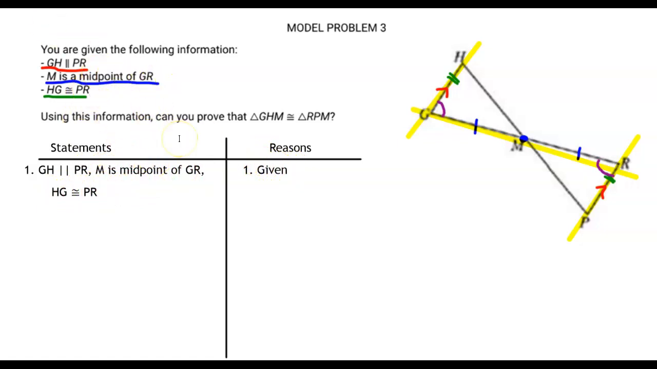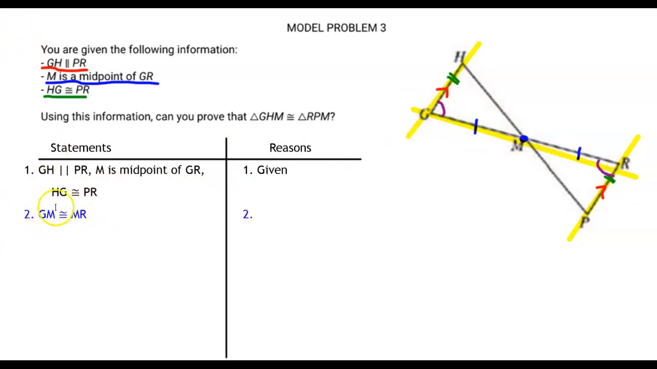Next, we're going to try to figure out something else about the picture based on this. For example, M is the midpoint of GR. Since M is the midpoint of GR, that means that GM is congruent to MR. These two pieces are congruent. It's easy to see that on the diagram. All we have to do is write that down as our second statement.